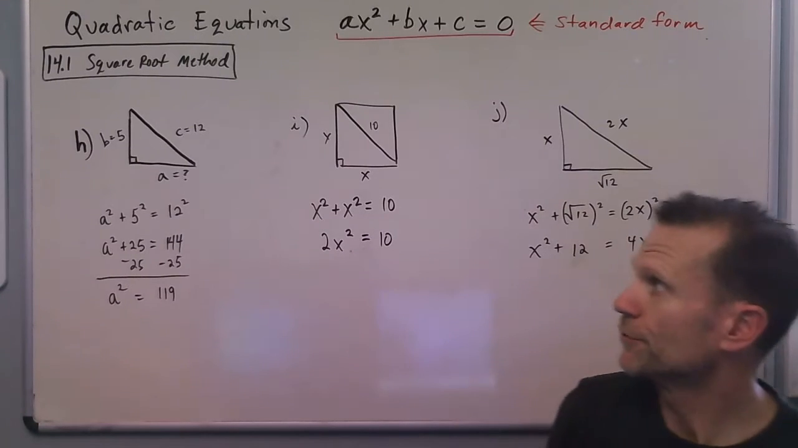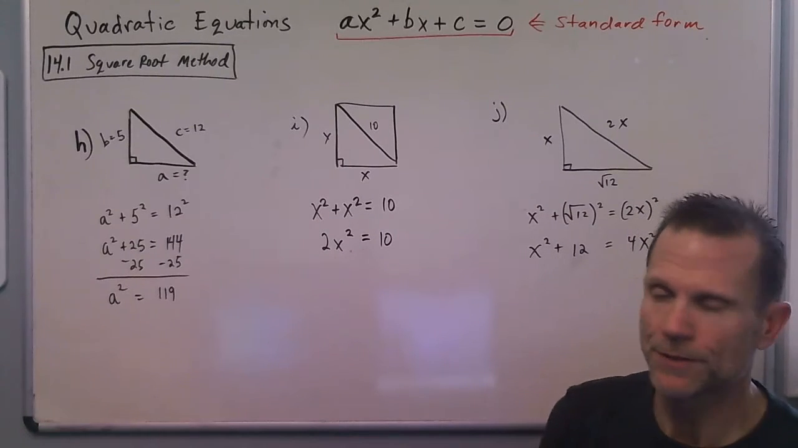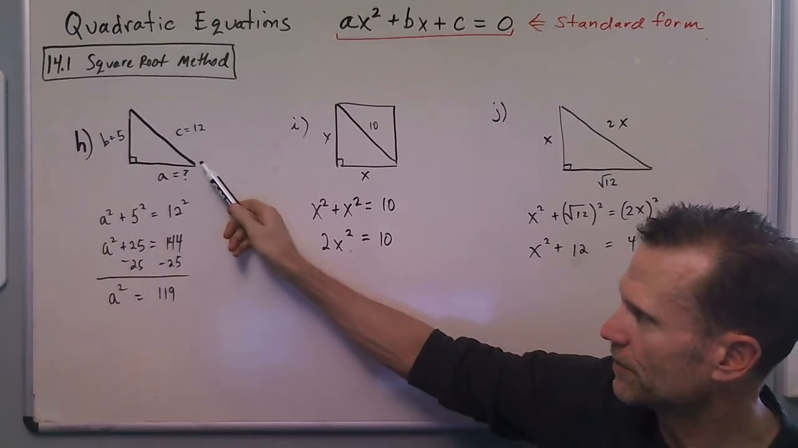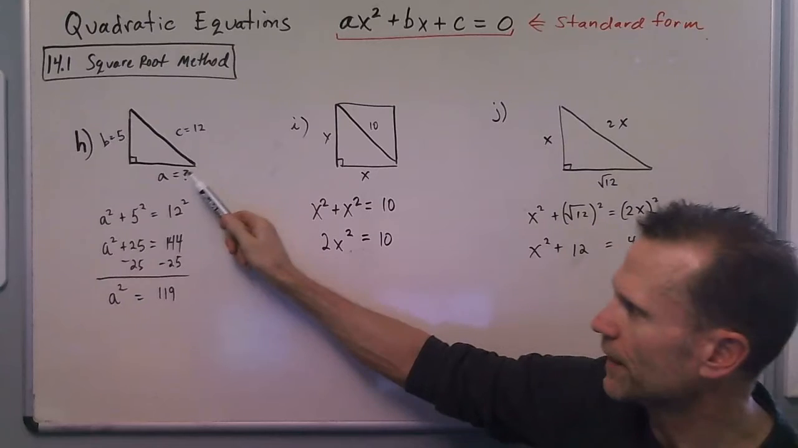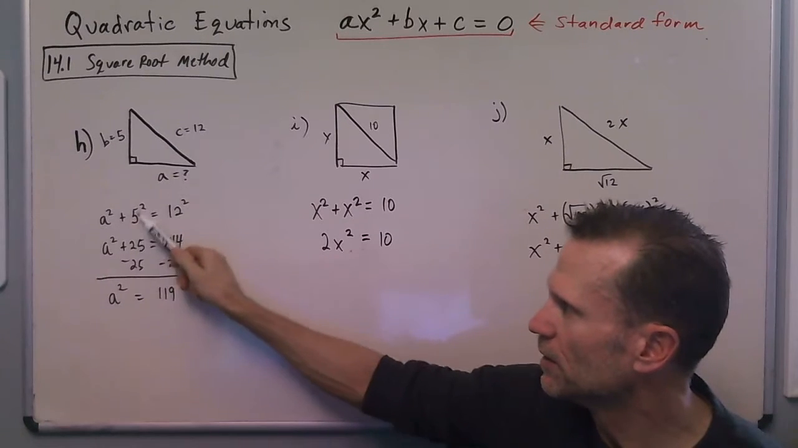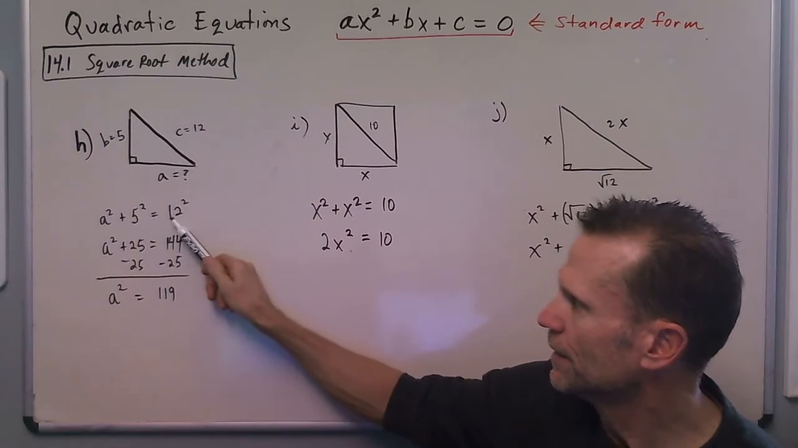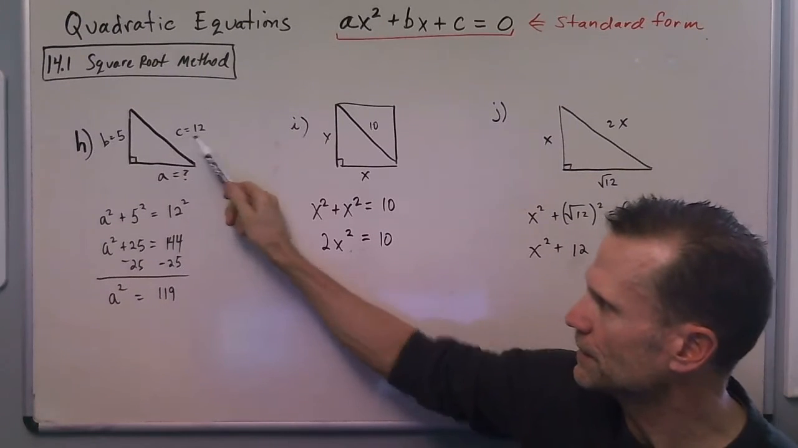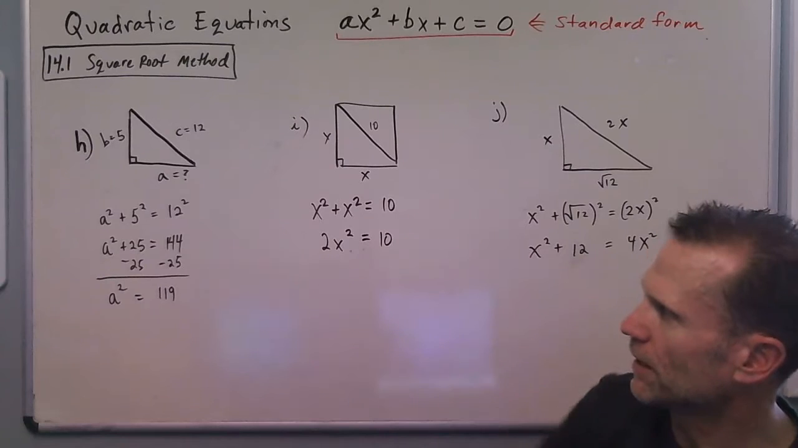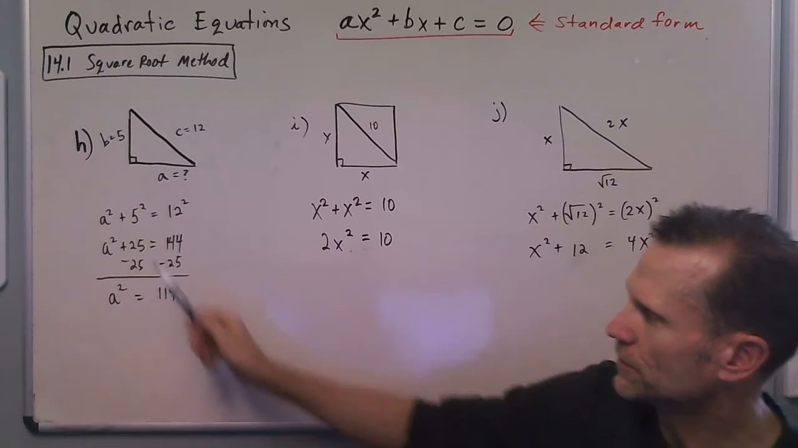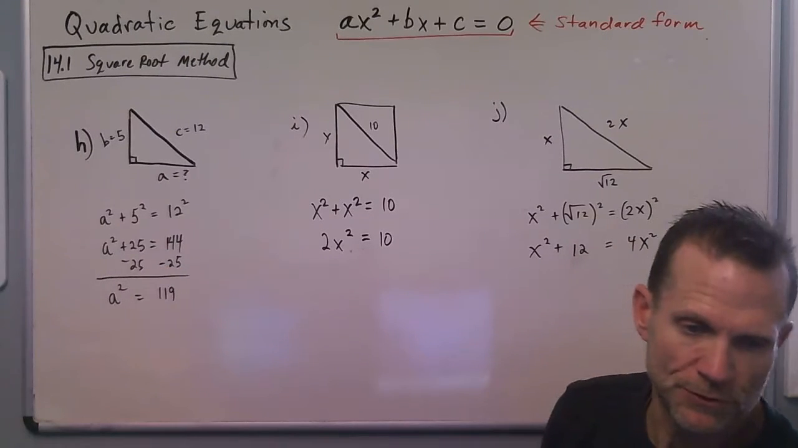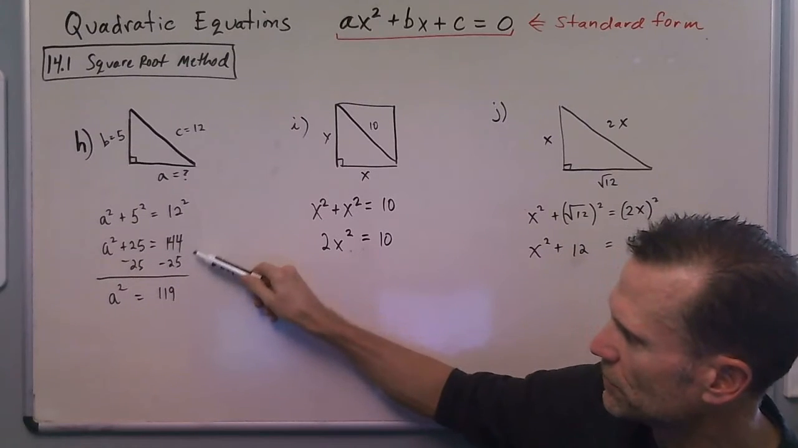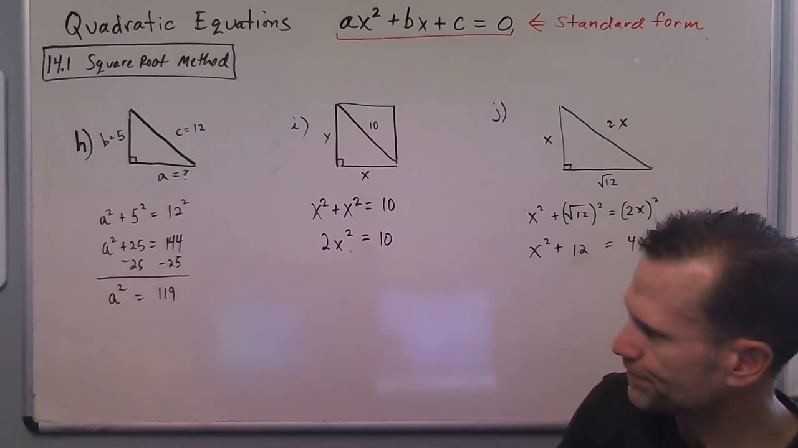Taking a look at a few application problems from 14.1. We have to recall the Pythagorean theorem for right triangles, that we have a squared plus b squared equals c squared. And in this problem, they give us the b and the c value, but the a value is unknown. I could have substituted a different variable, but I like to use the a here. So I put these values in, and we get to this point of the problem.